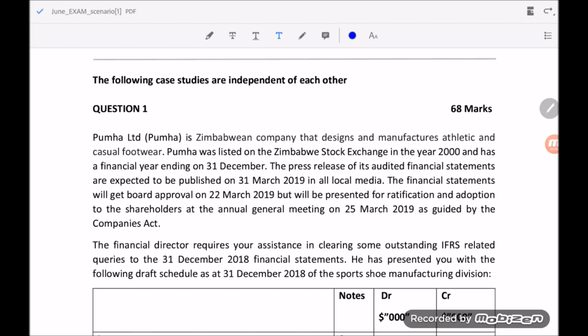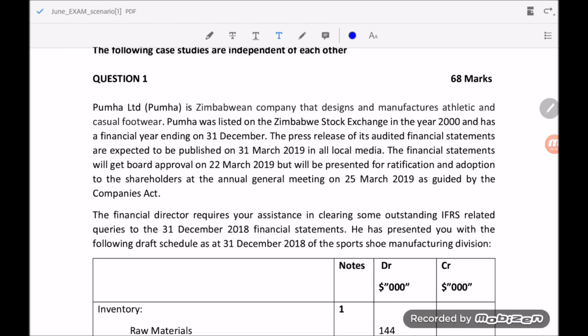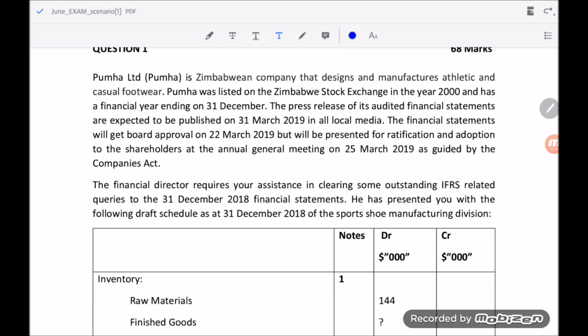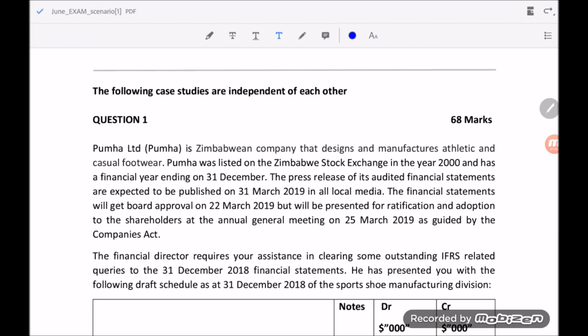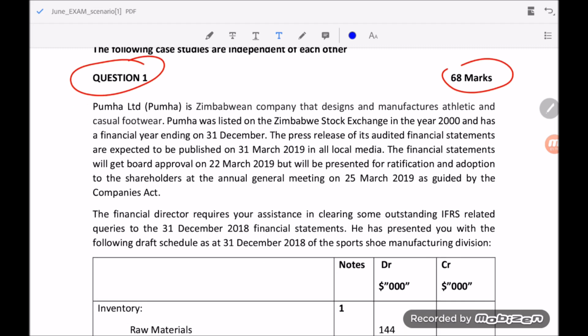So I'll start with going through the case study. Let's look at how you would get a deep understanding of the case study. The first thing to note is this case study was broken down into two. It had question 1, which was giving you 68 marks, and it had question 2, which was giving you the remainder of the marks to get up to 100 marks. When we go through question 1, the first thing to note is the company name. We're dealing with Puma Limited, which is a Zimbabwean company.